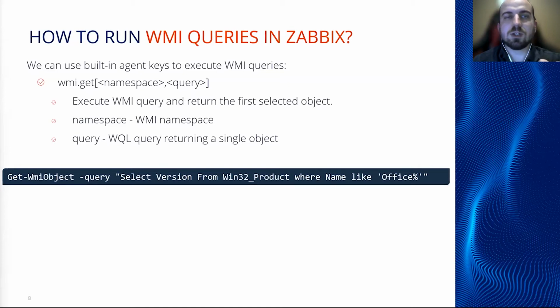What you need is the namespace. So where exactly basically you will be going if you have multiple namespaces, and the query itself. So I have an example of query which actually allows you to return the version of the Office you have installed. And you can use wmi.get to actually monitor the version, see it's updated, or other way around, see it's not updated if it shouldn't be updated, of course.